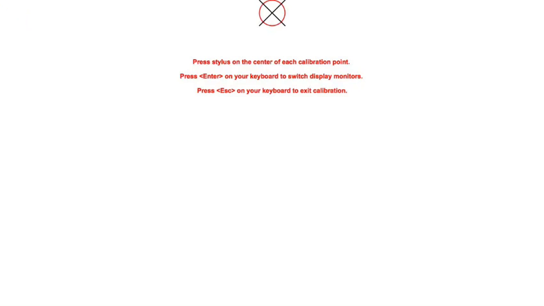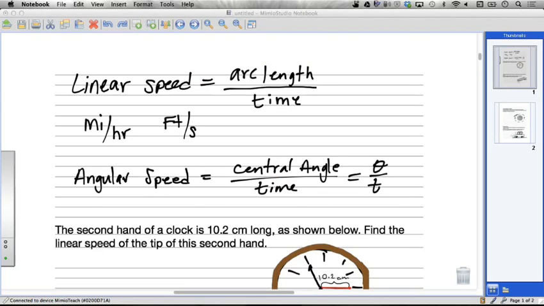Whoa. You have to do it on everyone. Every time I restart my computer, I do it, I guess. Okay, let's try this again.